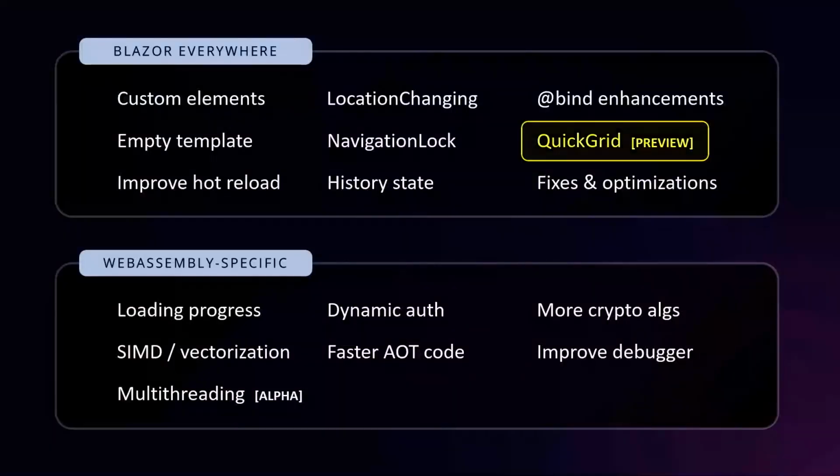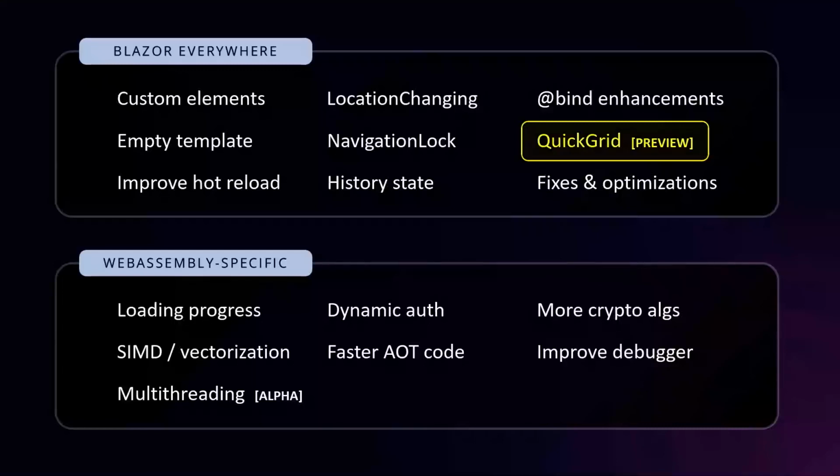Quick Grid. Now, this is actually marked as preview in .NET 7. That's not because it's not ready for production use. It's because we're not technically counting it as supported because we want to be able to change the API depending on feedback from the community. But if you're good with the API as it is, then you can use this like any other open source project.